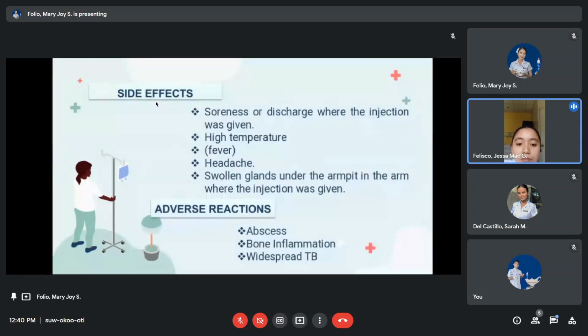Side effects, we have soreness or discharge where the injection was given, high temperature or fever, headache, swollen glands under the armpit and the arm where the injection was given. Next is for the adverse reaction. We have abscess, bone inflammation, and widespread TB. Next slide, please.